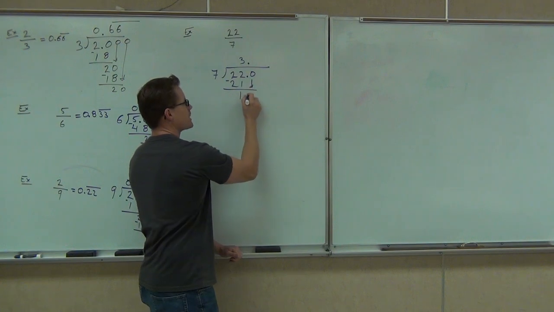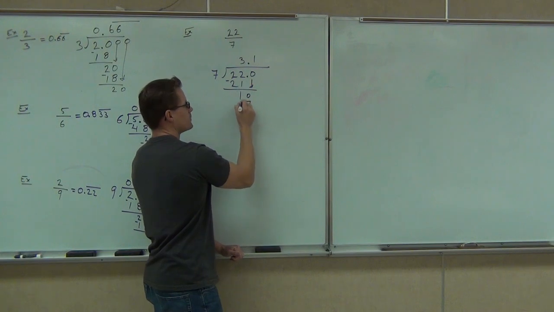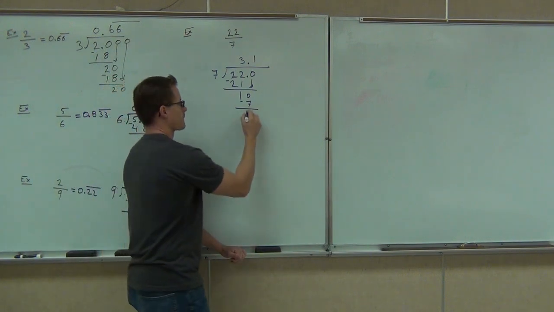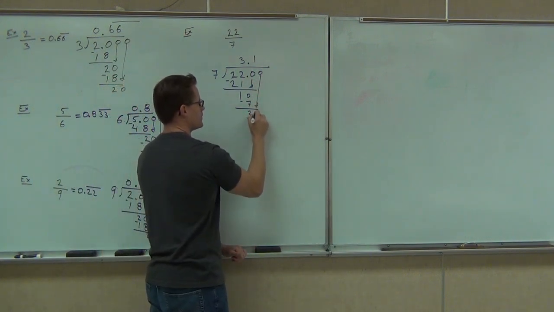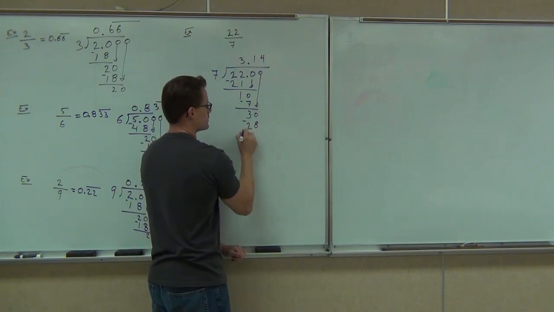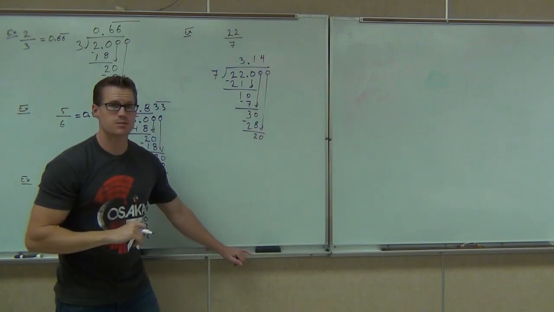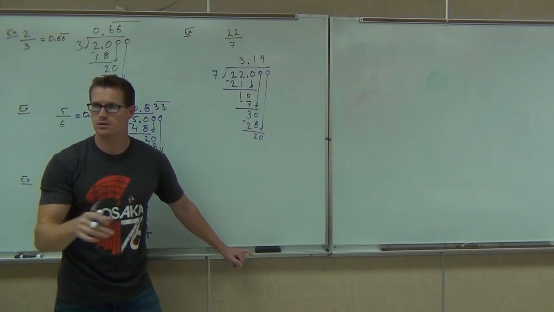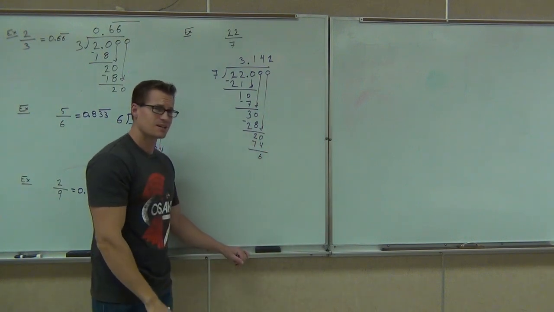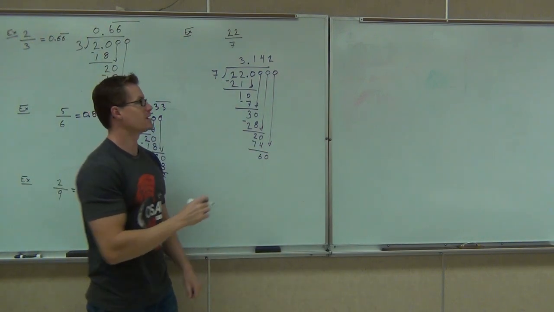If I bring down the 0, how many times does 7 go into 10? 1. Okay, so I get 7. What now? Well, I get 3. 10 times 4, 28. 2, we need another 0 down. 7 times 2. How many times? 2 times. Are you still sticking with me here, folks? Okay, that's 14, we need 6, we need 0. Have we repeated yet? No. Dang it. 7 times 8. How many? 8.